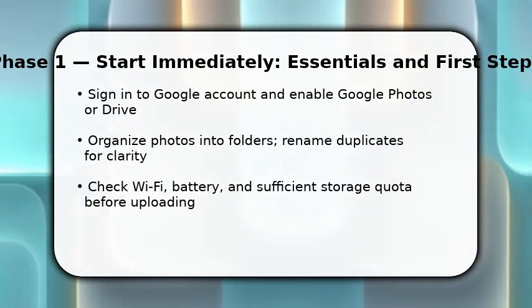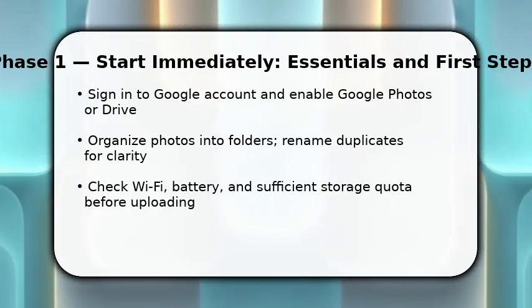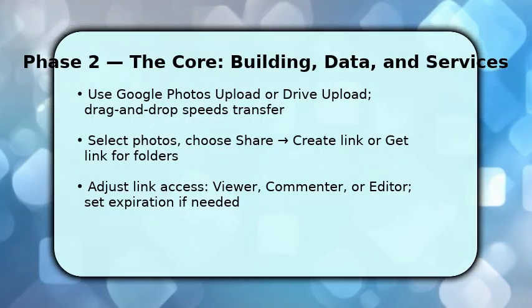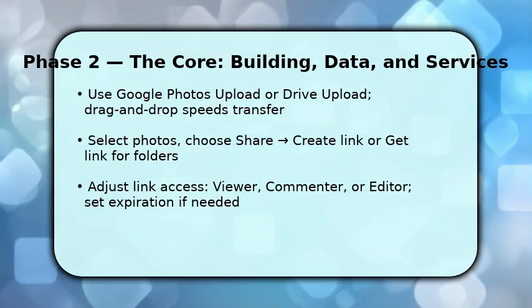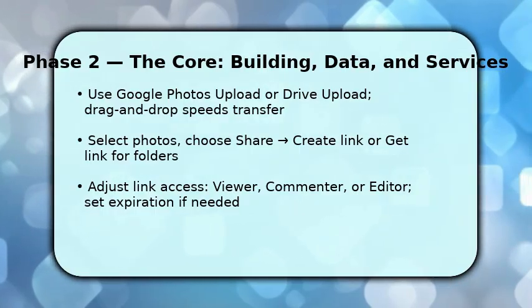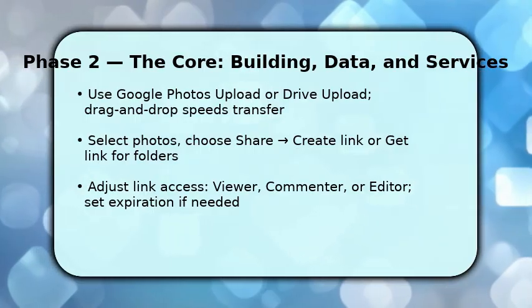You now transfer and link the images. Drag and drop into Google Photos or Drive, or use the Upload button. Progress shows in the corner. Once items are uploaded, select a photo or a folder, then choose Share and Create Link. This generates a unique URL you can copy.